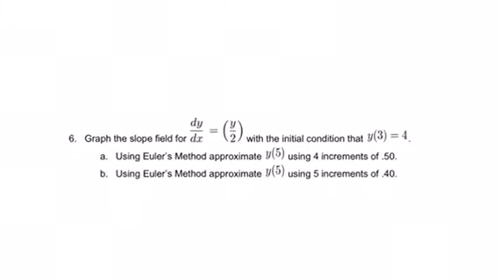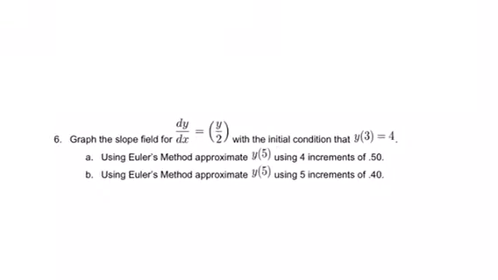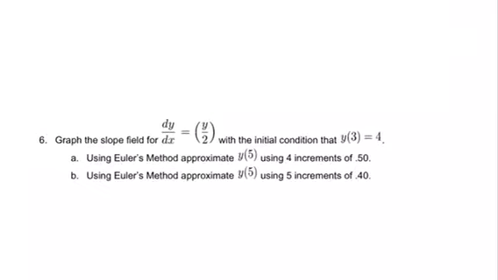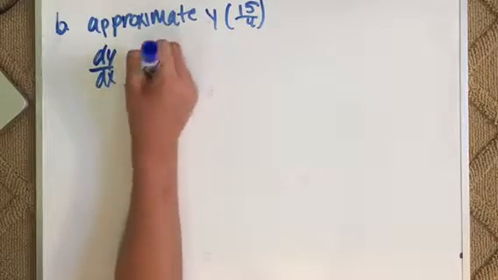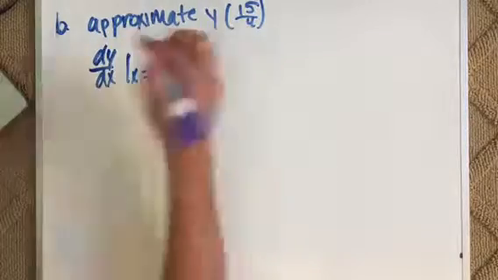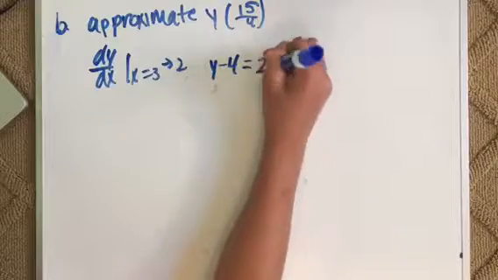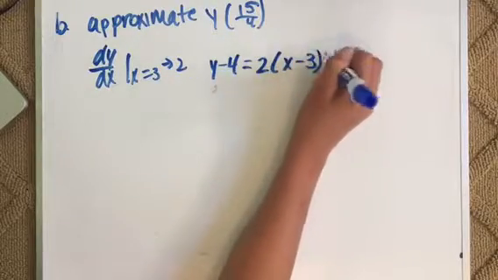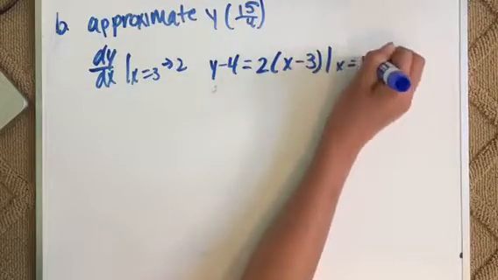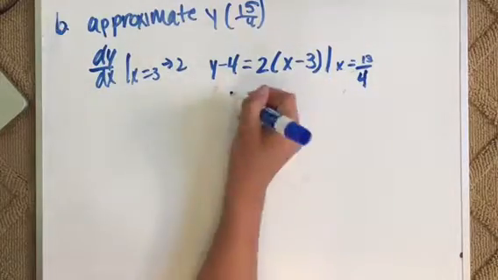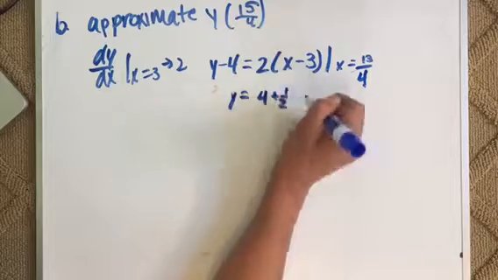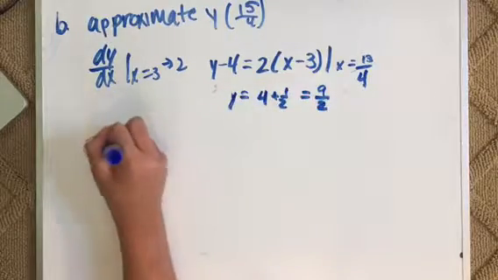For part B, use Euler's method to approximate y of 15 over 4 using 3 increments of 0.25. So we have dy dx plugging in x equals 3 and our slope is 2. We should get y minus 4 equals 2 times x minus 3, and then plug in x equals 13 over 4. And then we have y equals 9 over 2.